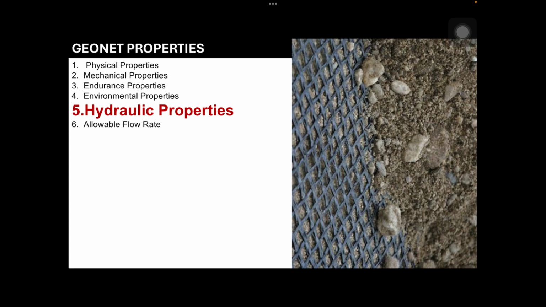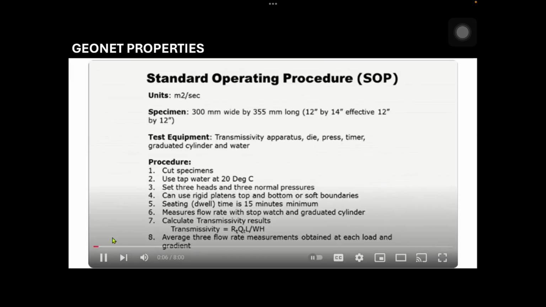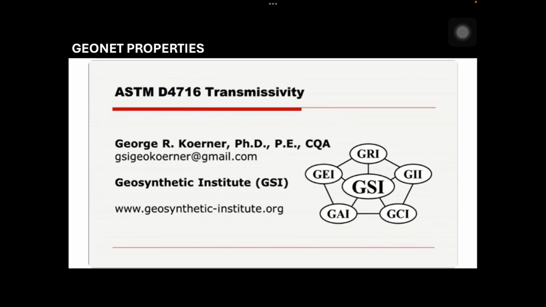Number 5, ito yung pinaka-importanteng property, hydraulic property ng geonet dahil ito nga yung primary usage niya which is drainage. So let's have this video first.